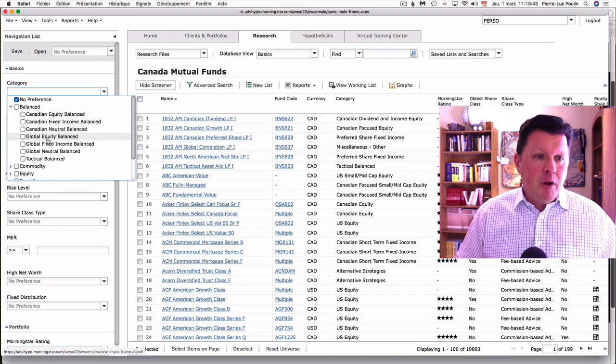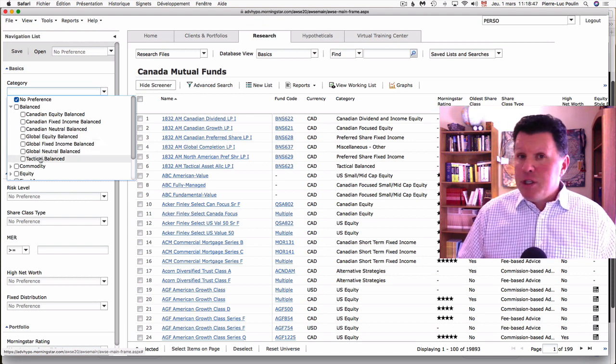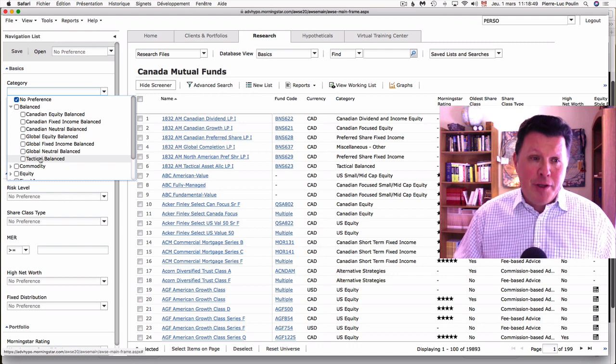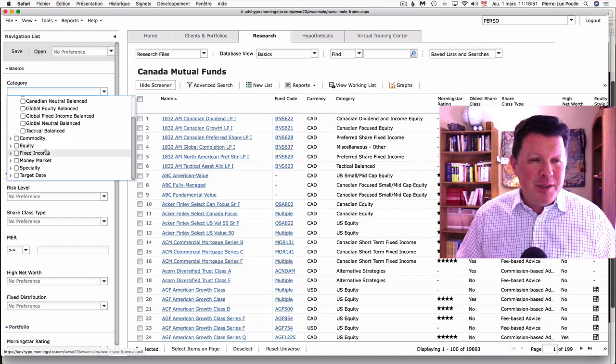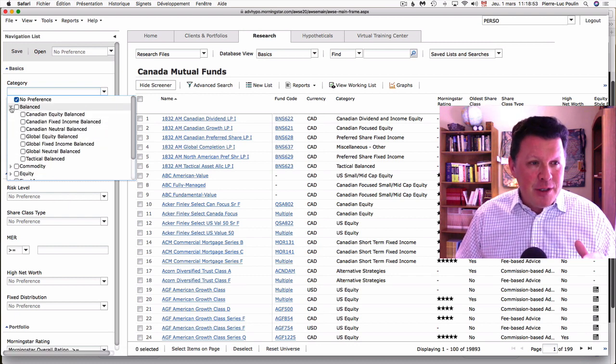The same can be said about the global, neutral, fixed, and equity. And then you have a tactical, which is you can do whatever you want. I think it should always be that way. But so you have those balanced funds.